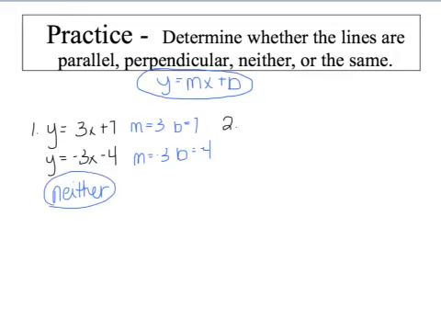Okay, let's try number 2. Oh, I'm sorry, skip number 2, let's try number 3.